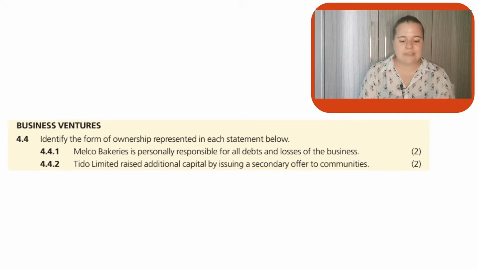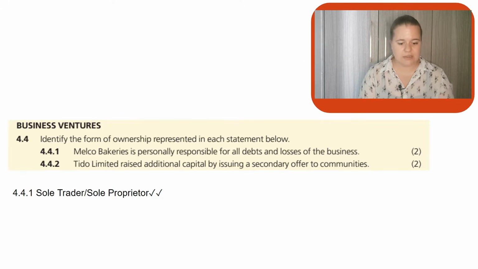All right, then identify the form of ownership represented in each statement below. Malco Bakeries is personally responsible for all the debts and losses when they're in the business. If you are personally responsible, the answer is going to be sole trader or sole proprietor. The keyword there was personally responsible for all the debts. Don't let it confuse you with personal liability company.